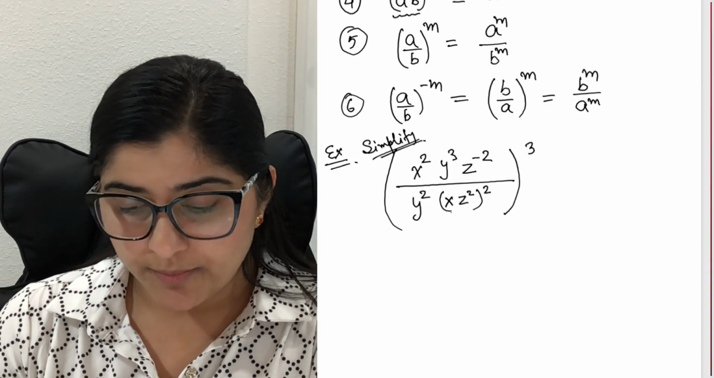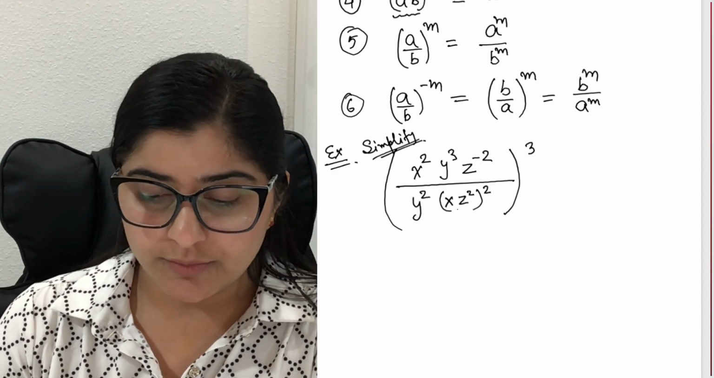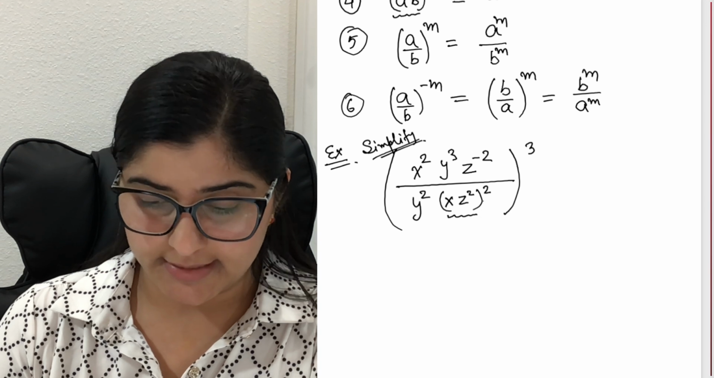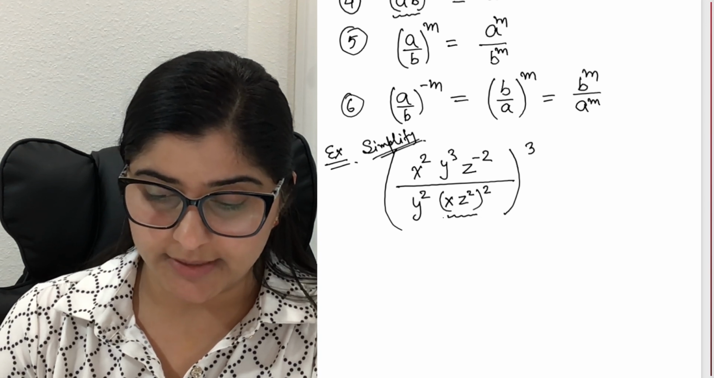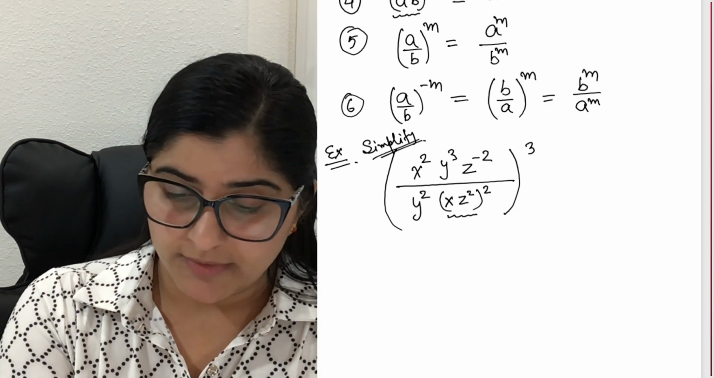So first let's open the inner bracket. So this 2 belongs to this whole bracket. So we can distribute this 2 to x and to z squared. So what will we get?